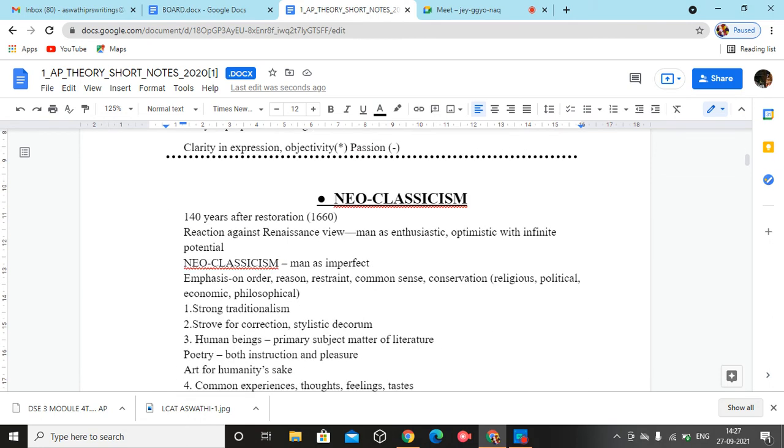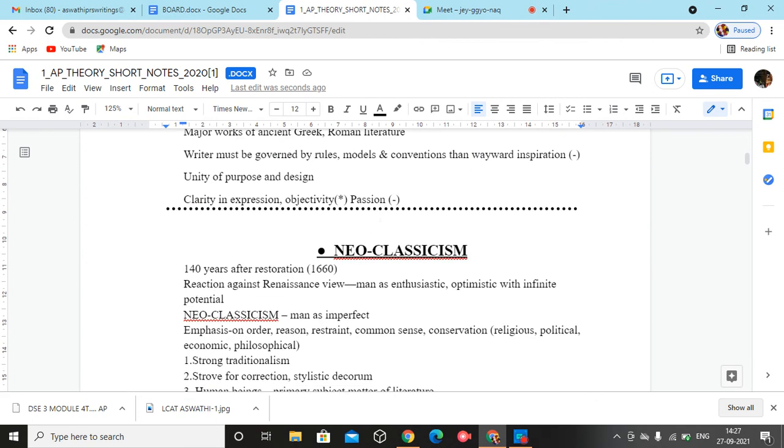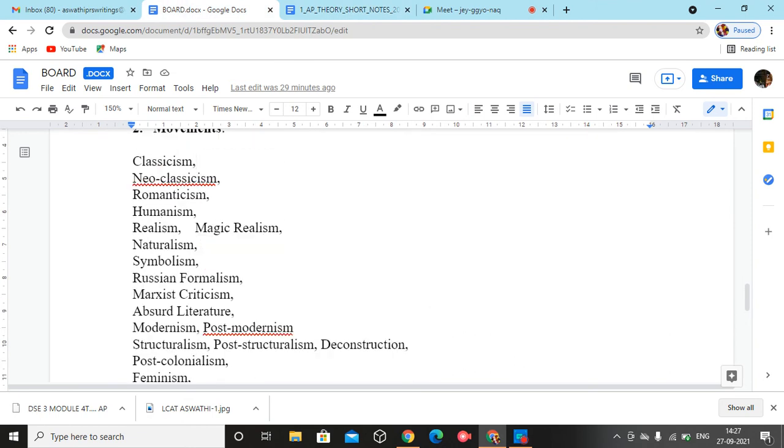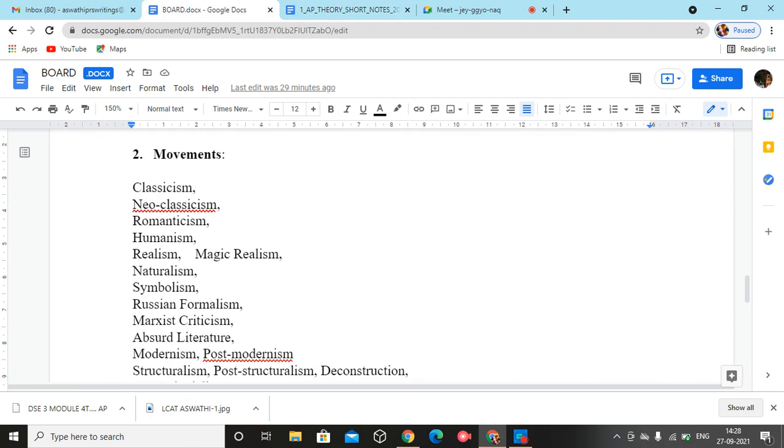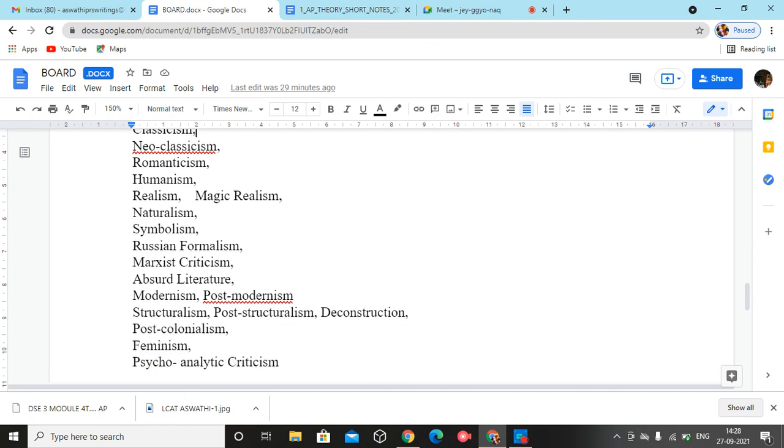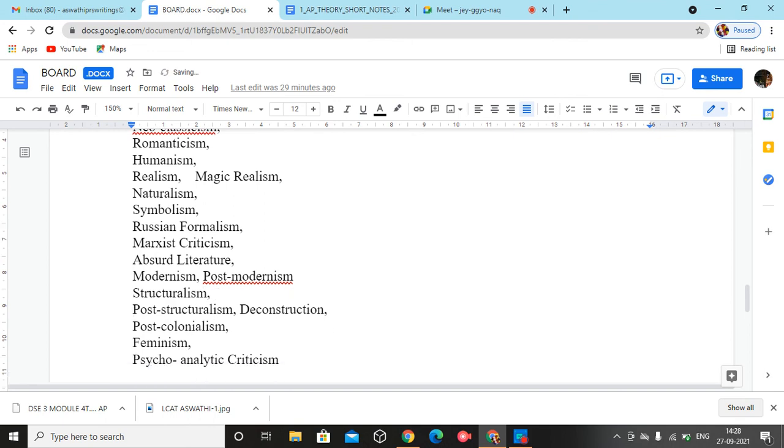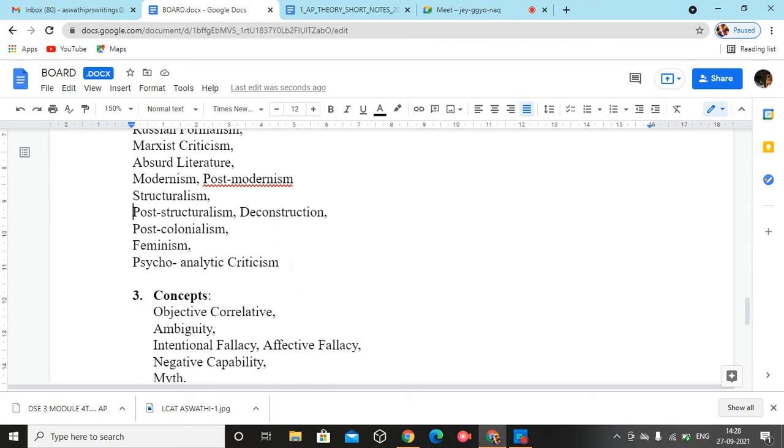Now we are moving to the second term, Neo-Classicism. From there, we start something new. Please read out the list of terms that we are going to discuss. Your classmates have already typed down and made the notes. These short notes are of my own, but the other notes as a whole were typed and made perfect by your own friends. Then classicism, Neo-Classicism, Romanticism, humanism, realism, and magic realism together. Those are connected, that's why. Naturalism, symbolism, Russian formalism, Marxist criticism, absurd literature, modernism, postmodernism, structuralism, post-structuralism, and deconstruction together. Post-colonialism, feminism, psychoanalytic criticism. These are the terms.